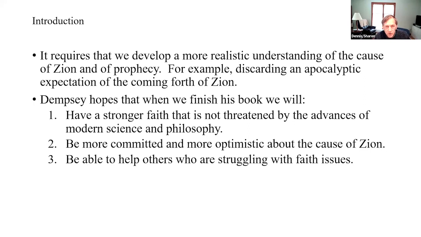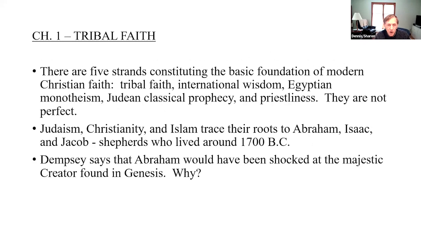So let's move on to chapter 1, the tribal faith. This is where he talks about 5 strands making up the basic foundation of modern Christian faith: tribal faith, international wisdom, Egyptian monotheism, Judean classical prophecy, and priestliness. And he says none of these strands are perfect.